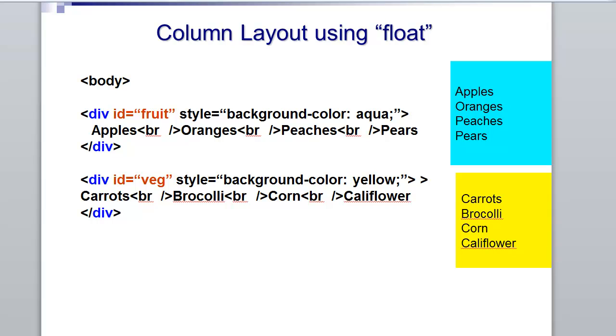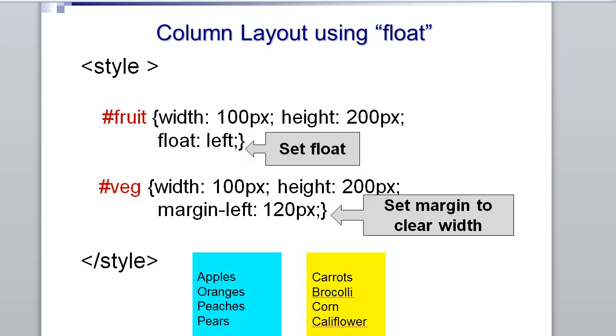How we lay out columns. What I would need to do is I would need to, first of all, have a width on the left container. I would also need to set the float property on the left container, so that would put the left container on the left-hand side of the page. Now, the right container does not need a float.